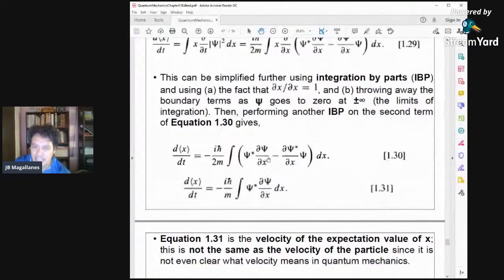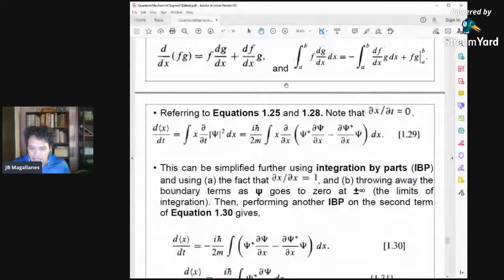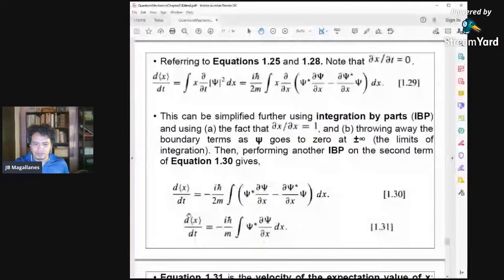So for this case, you can do another integration by parts using this one, and then you have psi star for g, or you can take the integration by parts of this term also, and that's just fine, and then you will get this expression.